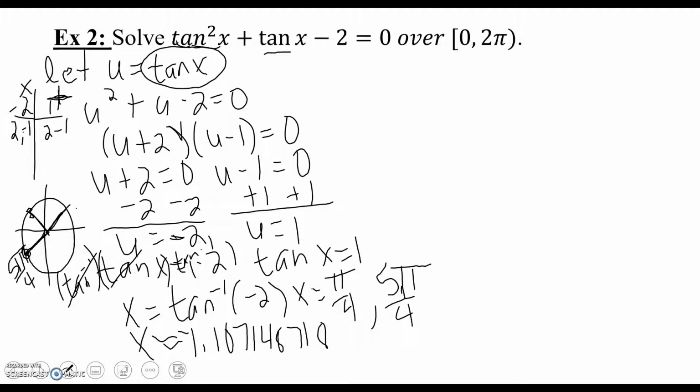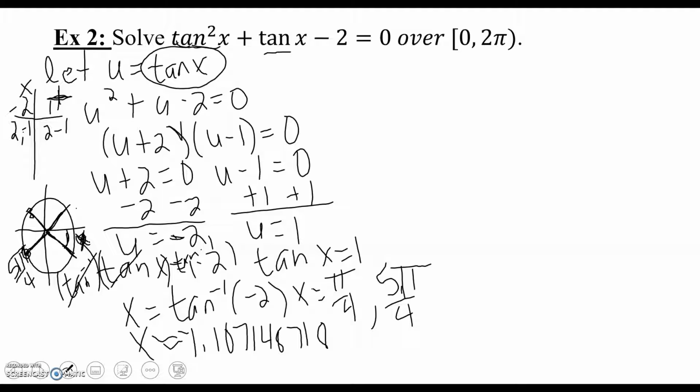So that's negative 1.107. Because that's a negative angle and because it's less than pi over 2, remember pi over 2 is approximately 1.57, then that's going to be somewhere over here in the fourth quadrant. That's going to be this angle here. So theta or x is negative 1.107.